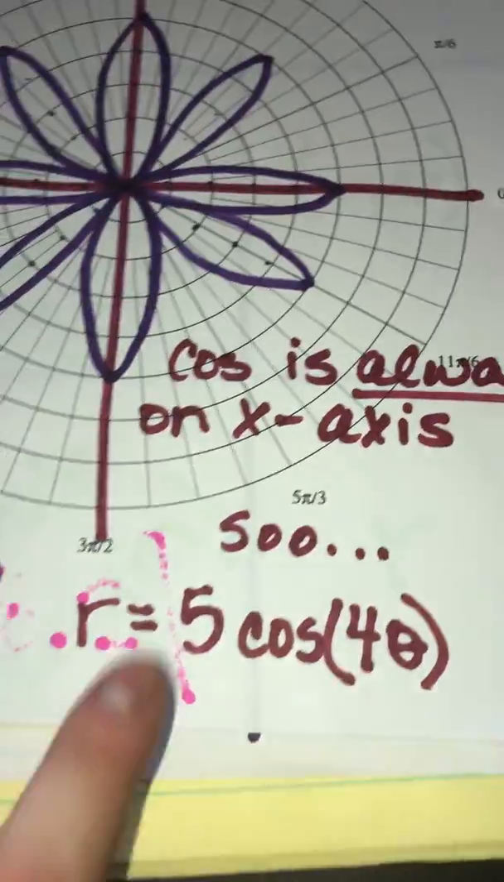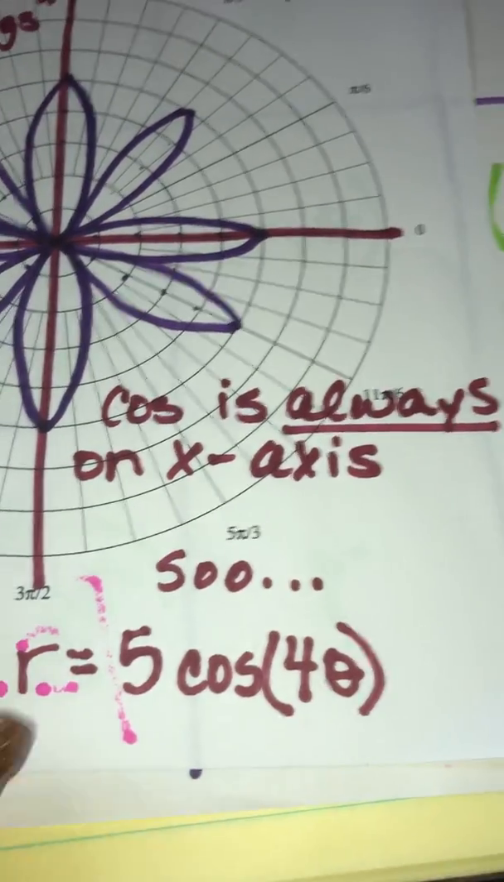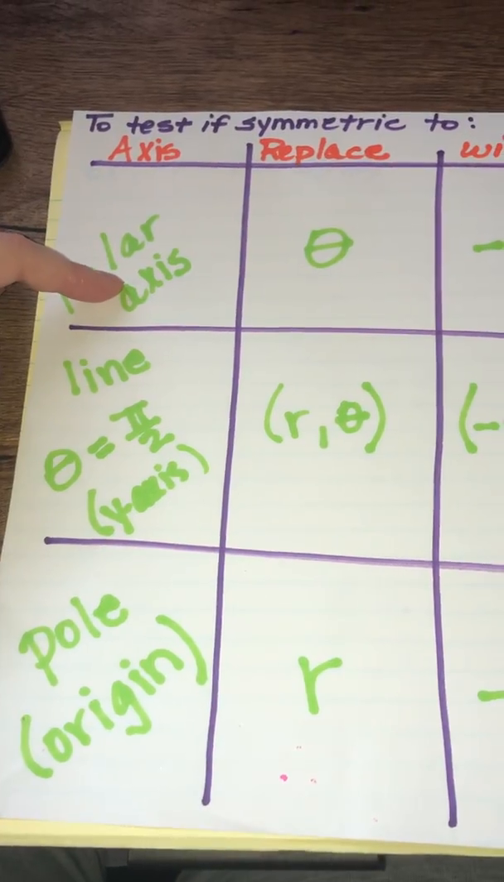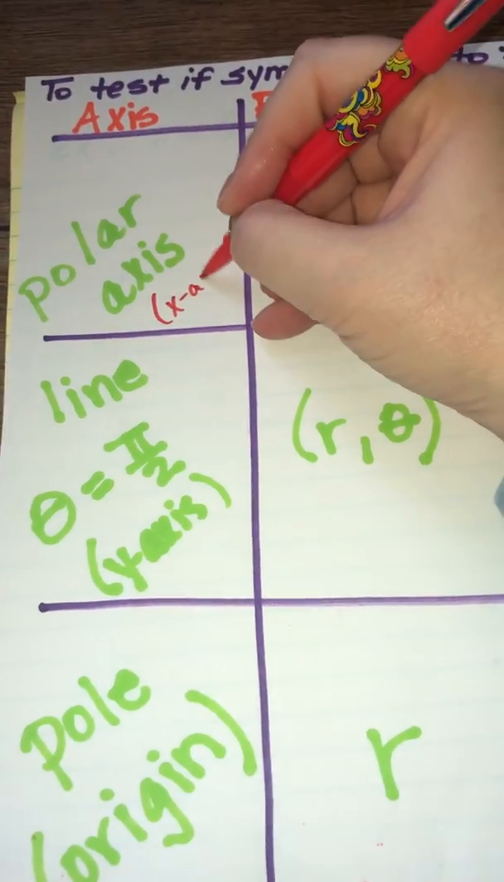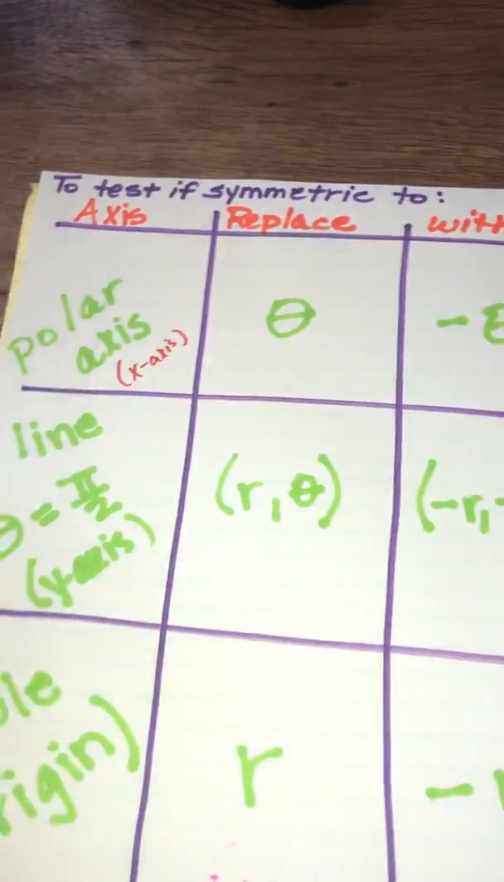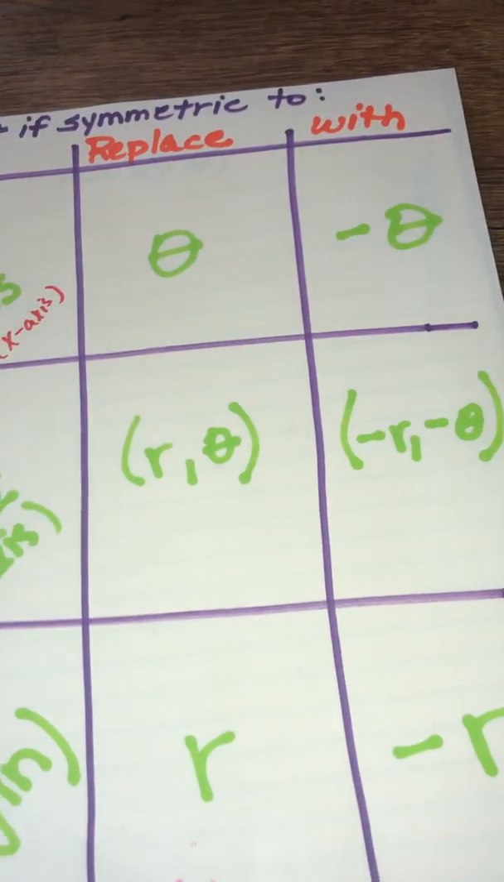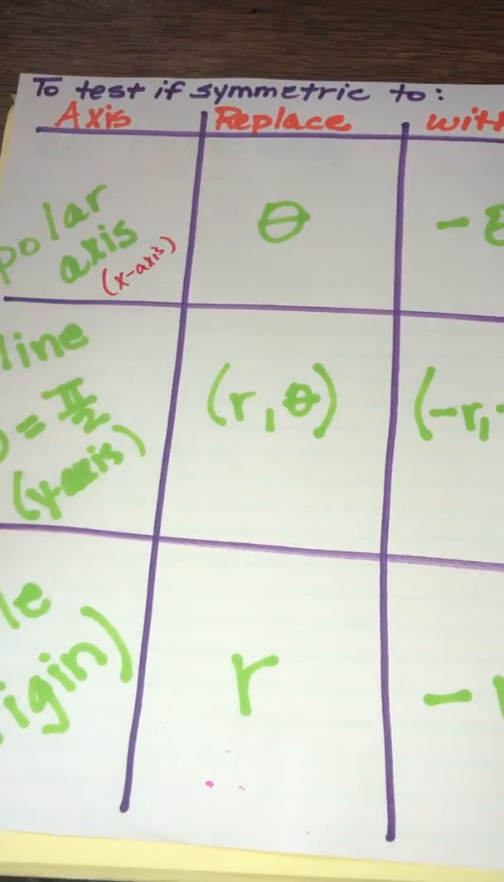But if you're just given the equation and you want to know what's symmetric to what, there are some rules. If you want to test if it's symmetric to the polar axis, that means the x-axis, then you replace theta in your equation with negative theta. And if everything pops out the same as the original, then that means it's symmetric to that polar axis.